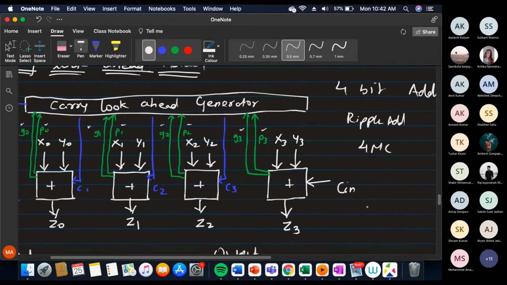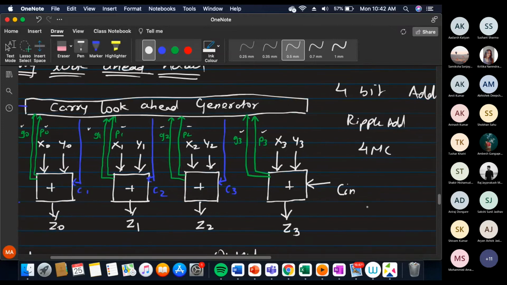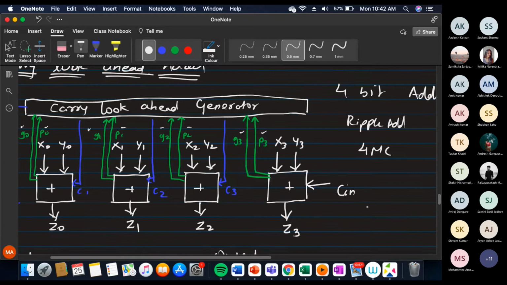A 4-bit ripple adder would require 4 machine cycles. A carry look ahead adder will require how many machine cycles? Three. The first is required to calculate all the G's and P's, the second is required to calculate all the carries, and the third is required to calculate all the sums.